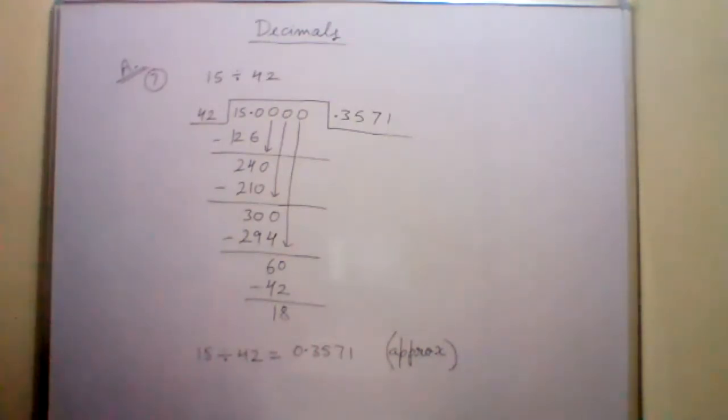Sir, in the 7th question, I have done only till 0.357 and then written approx. Sir, will it be correct or not? It is correct, but you should write till 4 decimal places. Okay, sir.